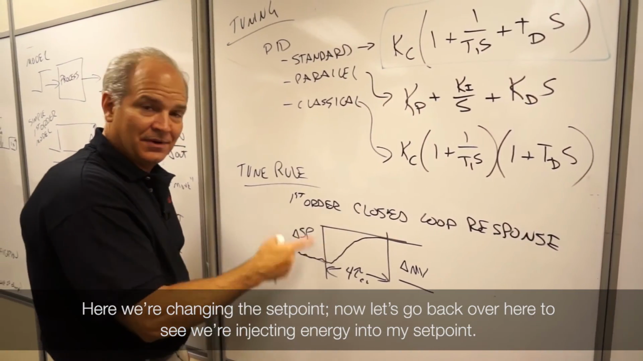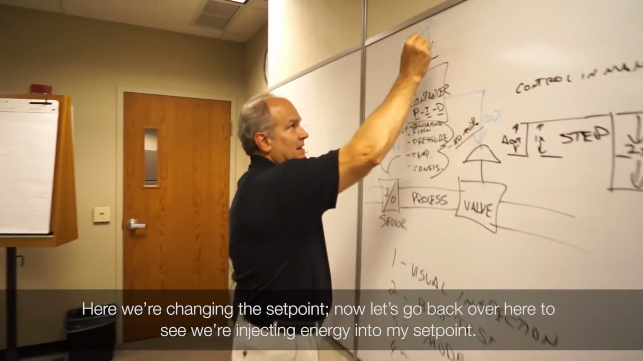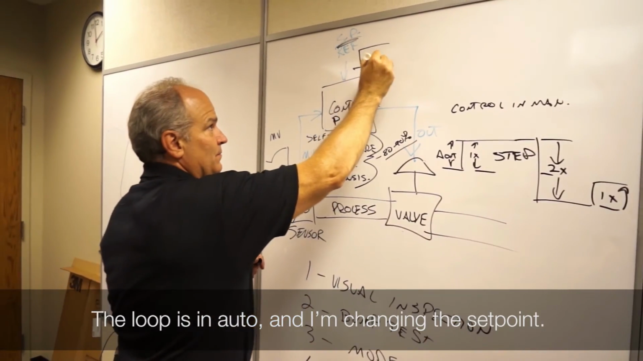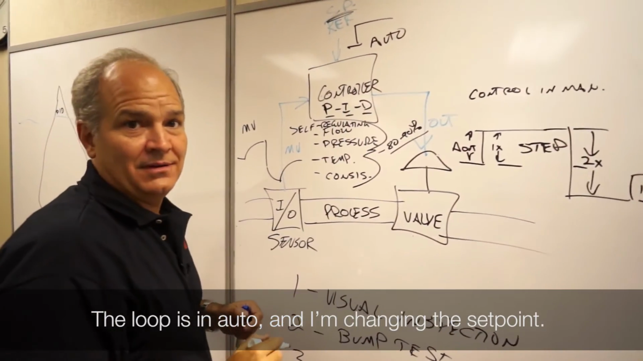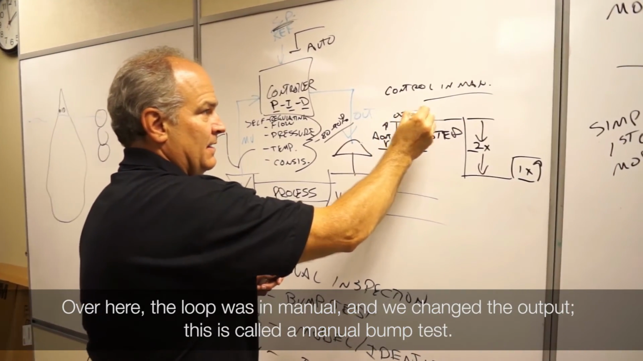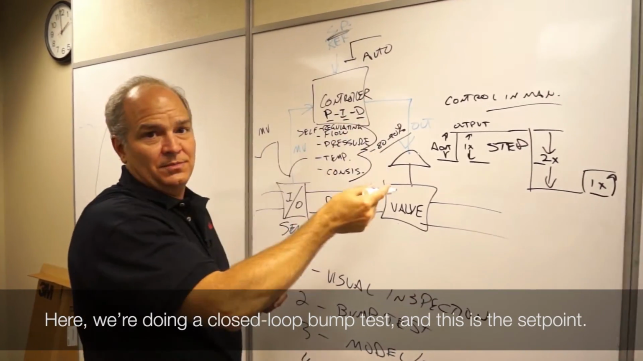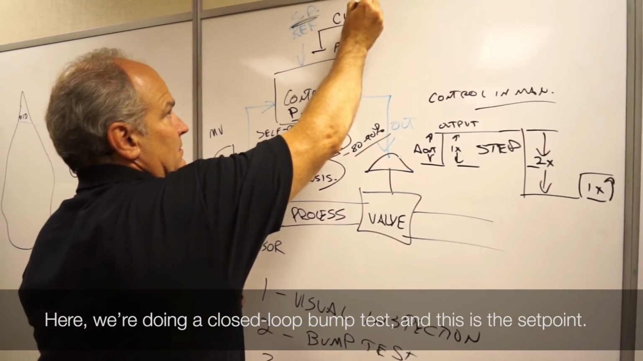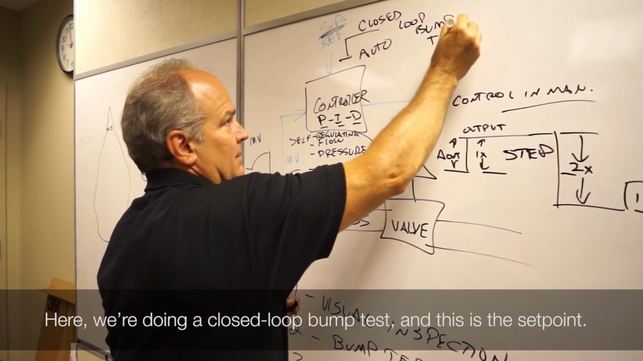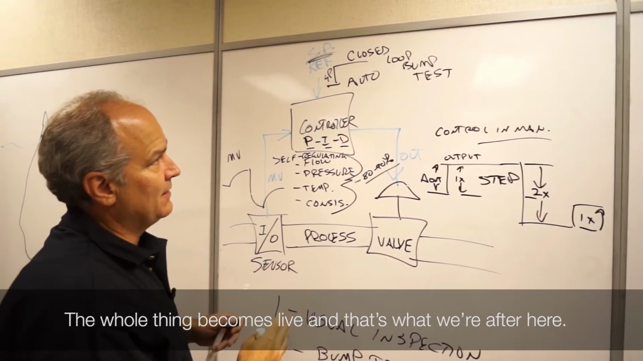So here we're changing the set point. Go back over here. Just so where we're at, we're now injecting energy into my set point. The loop is in auto, and I'm changing the set point. Over here, our loop was in manual, and we changed the output. This is called a manual bump test. Here, we're doing a closed loop bump test. And this is the set point. So the whole thing becomes live, and that's what we're after here.